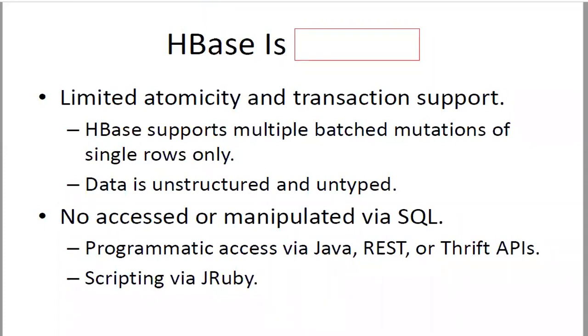Apache Thrift is actually an interface definition language. It uses an API to interact with other databases as well as other languages. It uses the API for interaction. And then scripting via JRuby. JRuby is one of the scripting languages used in this particular environment, and through it you can communicate with HBase.